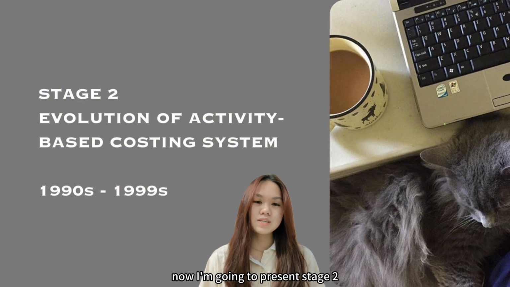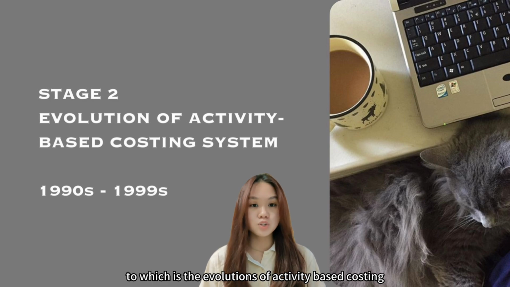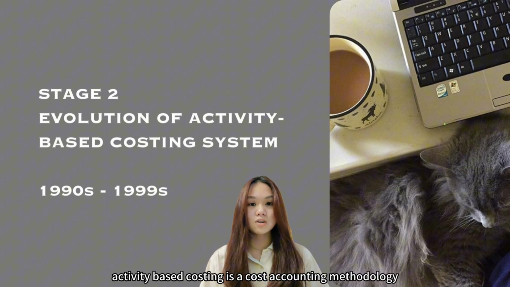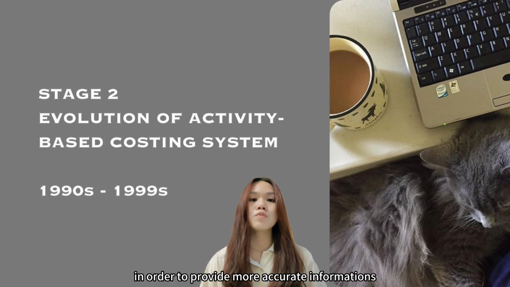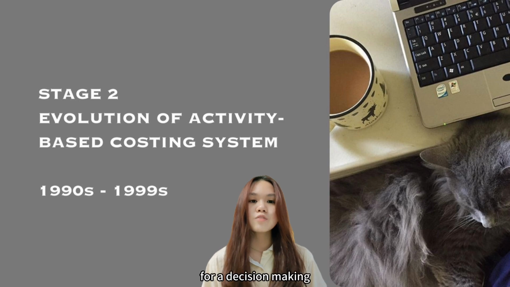Now I'm going to present stage 2, which is the evaluation of activity-based costing. Activity-based costing is a cost accounting methodology that assigns costs to specific activities or processes in order to provide more accurate information for decision making and cost control.